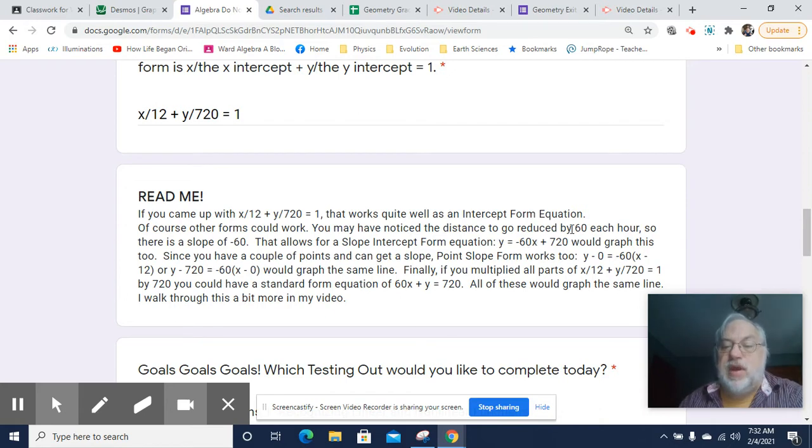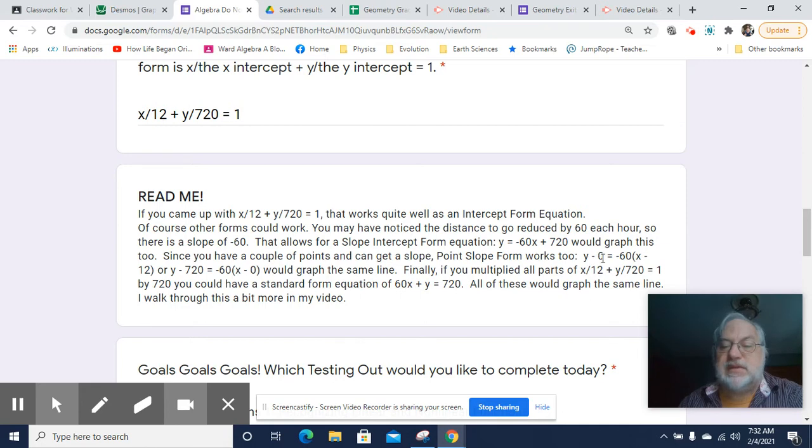You could probably also create a model which was y equals 60x minus 720, but that would be setting up your intercepts a little differently. As long as you keep track of things, you can do that. So that would graph this as well. This would graph it exactly as this intercept form does. This right here would have a y-intercept at 720 and an x-intercept at 12. So then you would graph this, and you could graph that too. But also since you have a couple of points and can get a slope, you could set up point-slope form too.